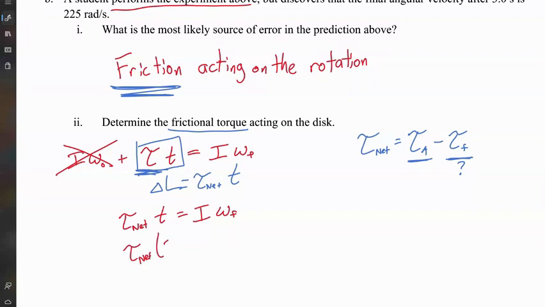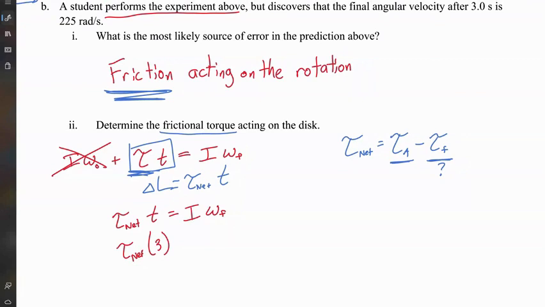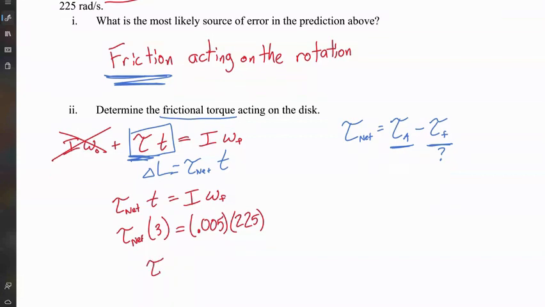But our time is 3 seconds. They performed that experiment using 3 seconds. I, our rotational inertia of the disk, is 0.005. Omega final, at part A, we calculated what we expected, but now we're told that they only get it up to 225 radians per second. So the net torque that actually was applied on the disk, if we do a little bit of math here, is 0.375. Remember, units of torque, Newton meters. Newtons times meters.